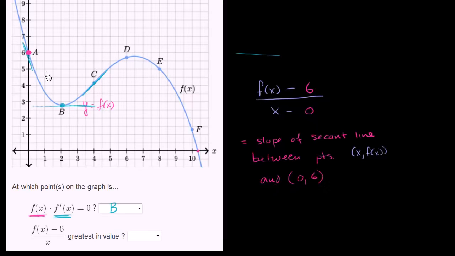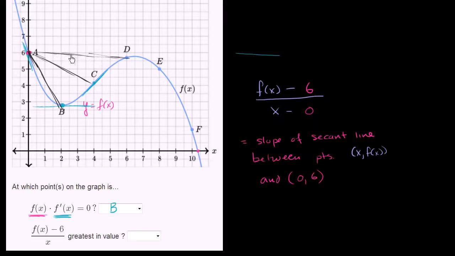So let's go through each of these points and think about what the slope of the secant line between those points is. Point A: this is essentially the slope of the secant line between some point x, f of x, and point A. So let's draw this out. Between A and B, you have a fairly negative slope. Remember, we want to find the largest slope. So here it's fairly negative. Between A and C, it's less negative. Between A and D, it's even less negative. It's still negative, but it's less negative.